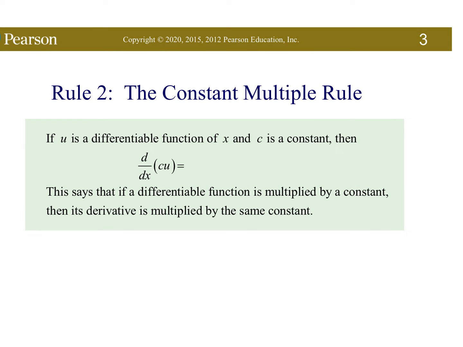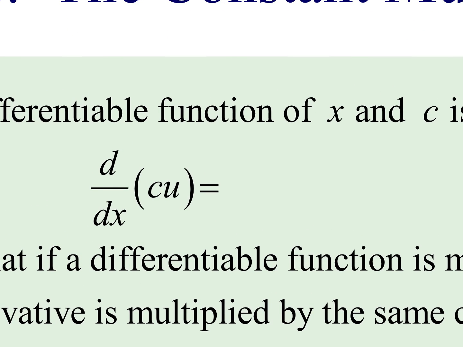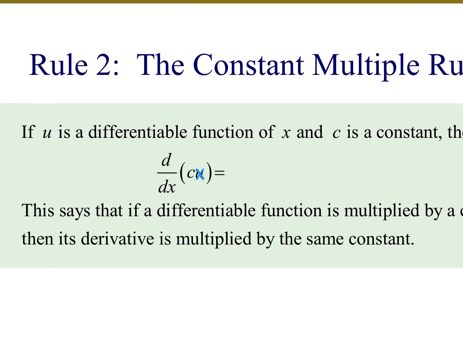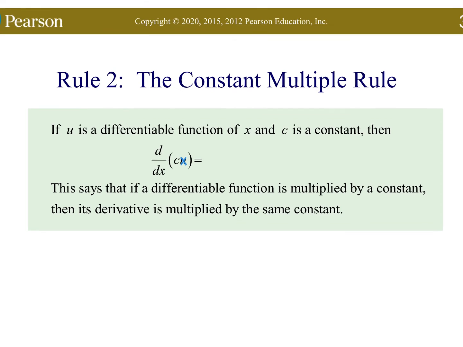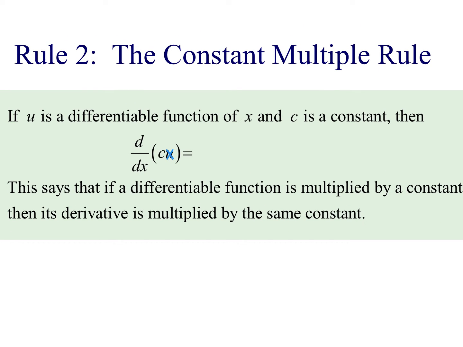If the function not only has a constant in it, I don't know what I typed there. That should be an X, not a U. So please fix that in yours. This is an X. It's right above. It says X and C, so it should be C and X. So if the function has a constant and an X in it, 5X, negative 3X, whatever.